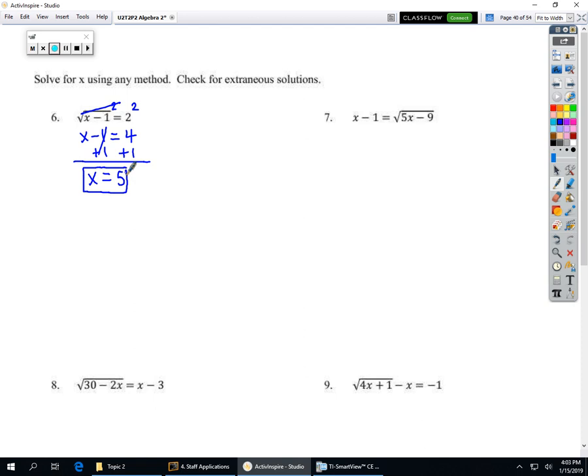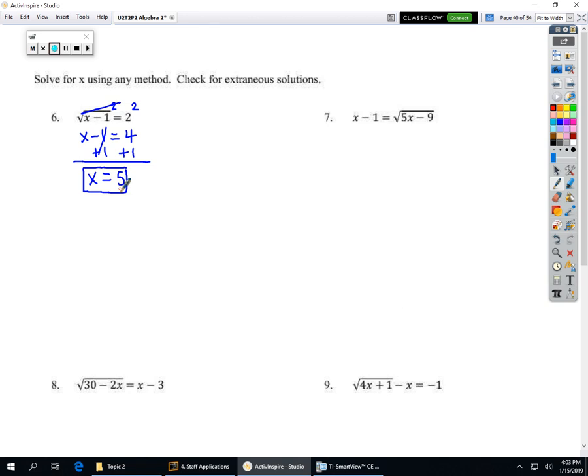And to make sure it works, there's two methods. You can either graph it to see if it does intersect at 5, or you can plug it in. I just want to plug it in. I don't feel like opening a calculator. If I do plug it in, what am I going to get? 5 minus 1, and that's 4. The square root of 4 is equal to 2. So since this answer works when I plug it in, this is a good solution. It's not extraneous.